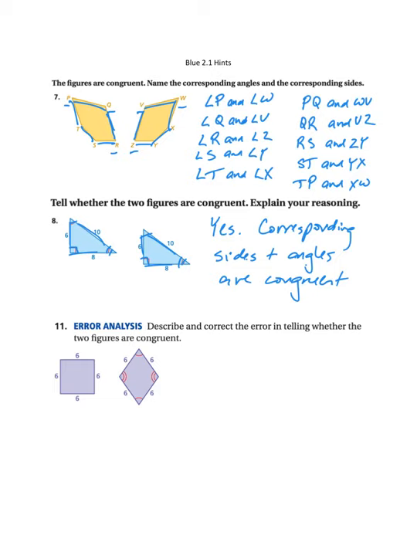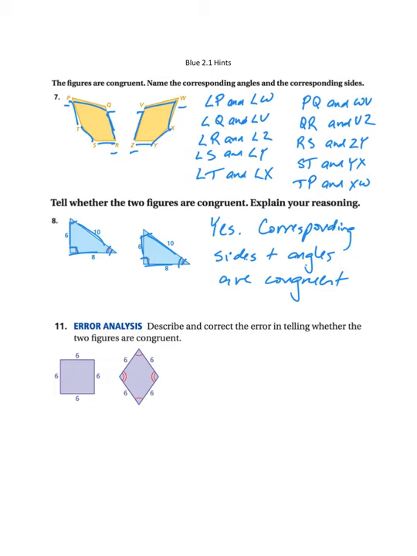All right, then I need to look at this next problem, and it's an error analysis. It says, describe and correct the error in telling whether the two figures are congruent. So as I'm looking at this, I can see that both figures have 4 sides. Sorry, this is what it says on your page. It says both figures have 4 sides and the corresponding side lengths are equal, so they are congruent. And that is an error.